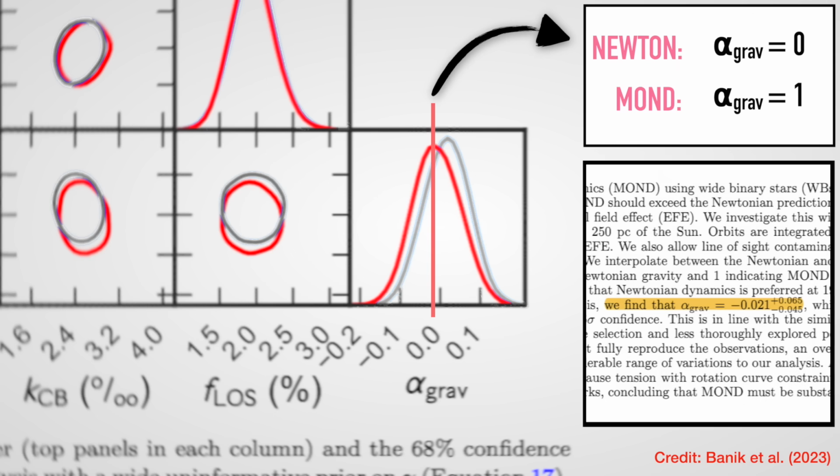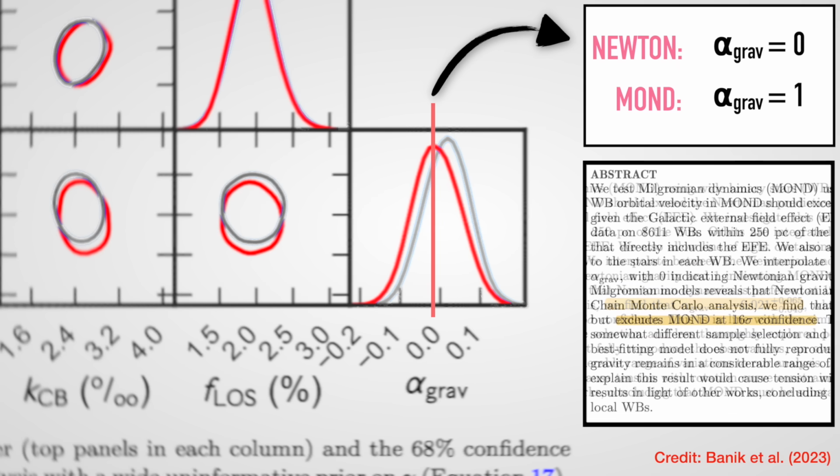The exact value they quote is minus 0.021 with uncertainties of plus 0.065 and minus 0.045, which excludes MOND to such an extreme confidence of 16 sigma, or a 1 in 100,000 trillion chance that their result is just a statistical fluke. It's a really strong result.